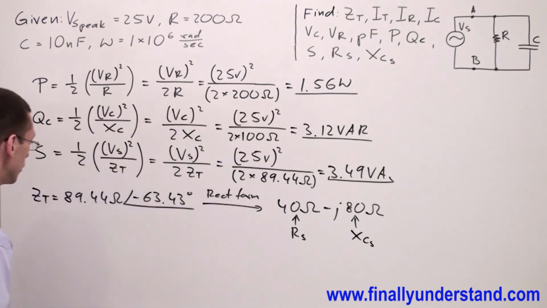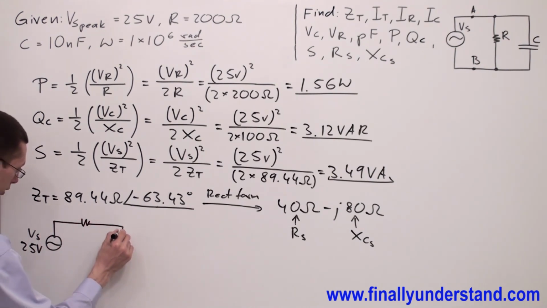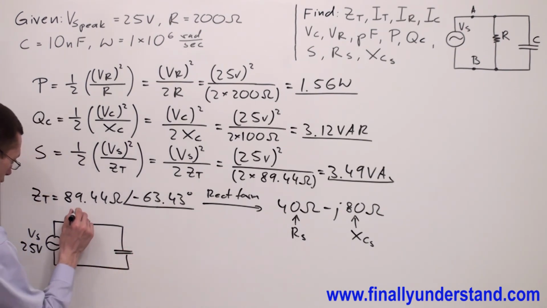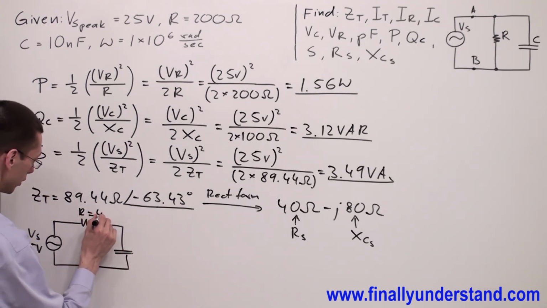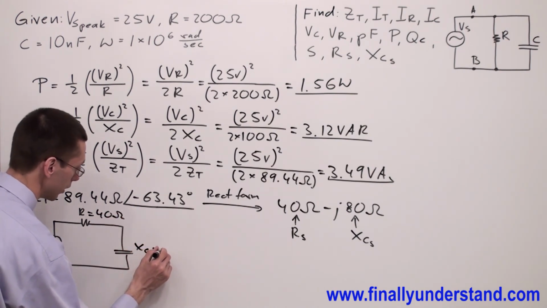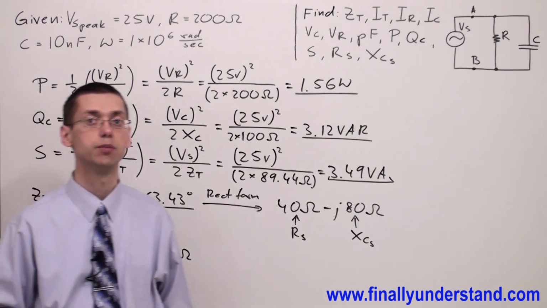So now we can draw the circuit. So we have voltage source, which is equal 25 volts peak, right? And of course we have omega. We have also resistor and we have capacitor, where resistor has value 40 ohms and capacitive reactance is equal 80 ohms. Now we can say that the problem is solved.